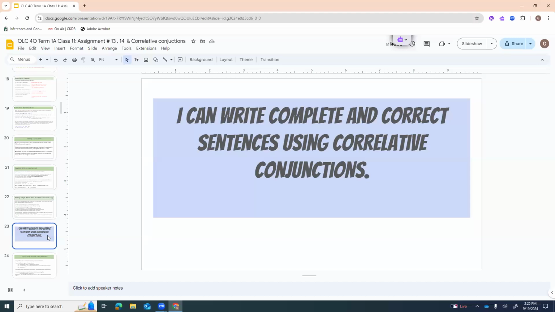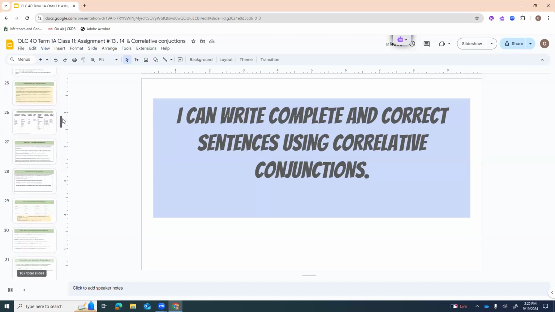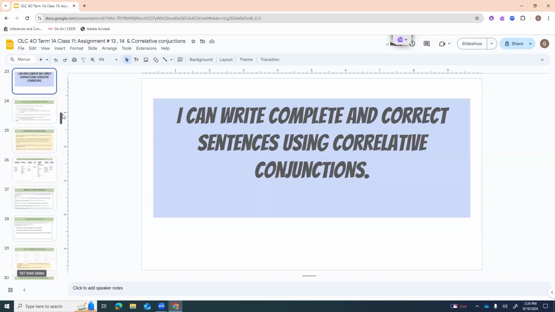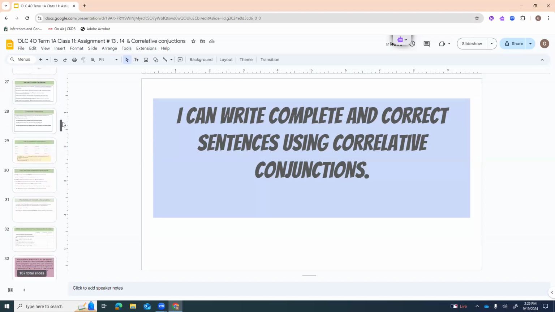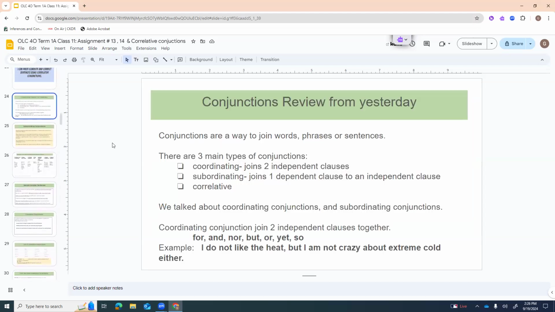We'll see if I've got time for this. Okay. I can write complete and correct sentences using correlative conjunctions. These are a special kind of conjunction. I'm a little bit worried about missing something. All right, we're going to cover them kind of quick, I guess.